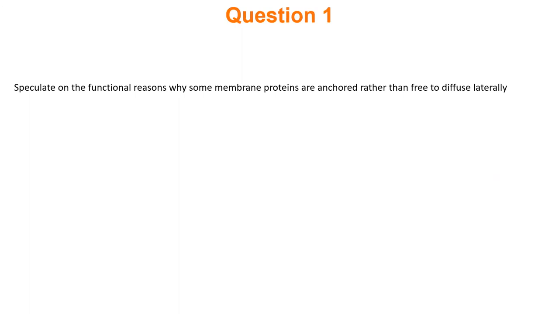So here's a question. We talked about these proteins, some being anchored, some having free movement. So why would we anchor a protein? Why would we allow a protein to have movement in the membrane? What's a functional reason we would have these different classes of proteins? Anyone have any ideas on the functional reasons for having these different types of proteins in the membrane?